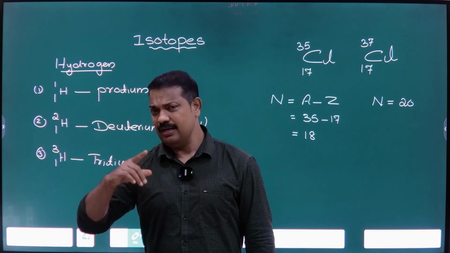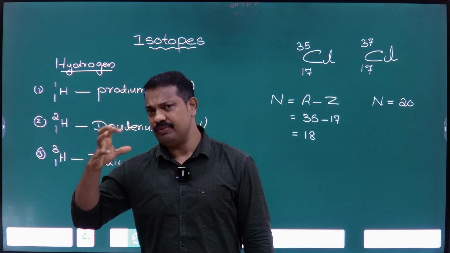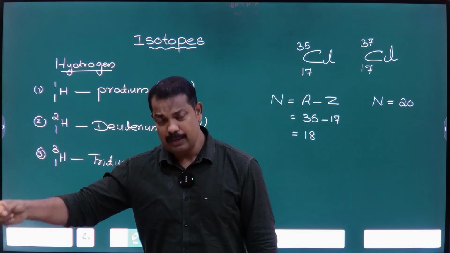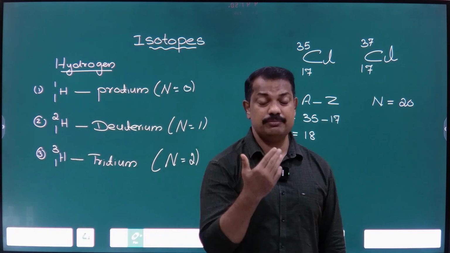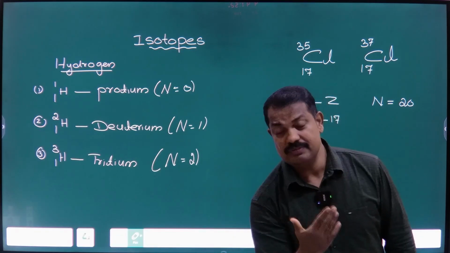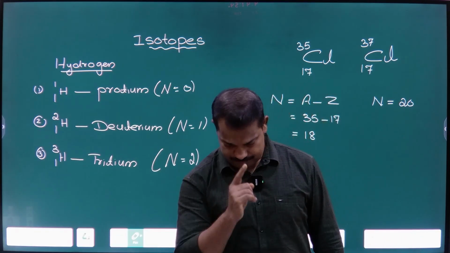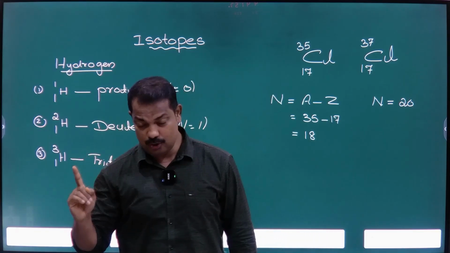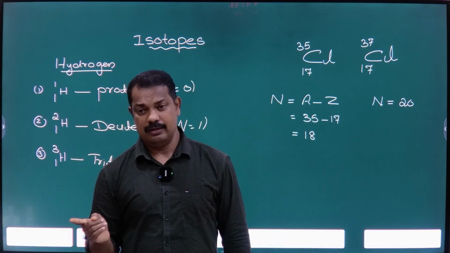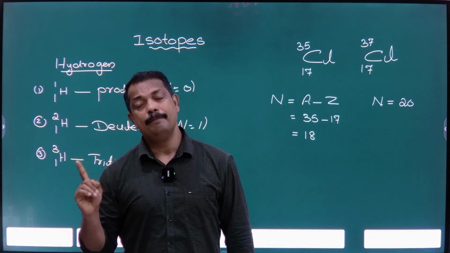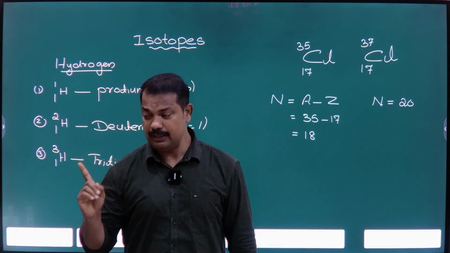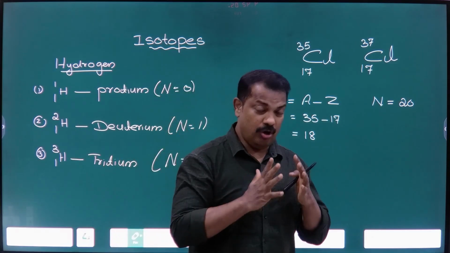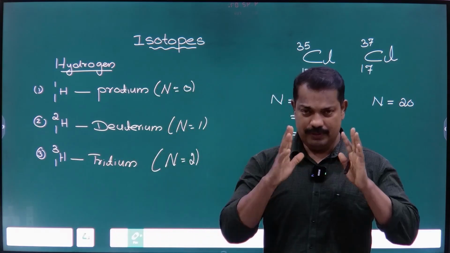And why do some elements show fractional atomic mass? Because of the existence of the isotopes containing different atomic masses. Existence of the isotopes. What is an isotope?